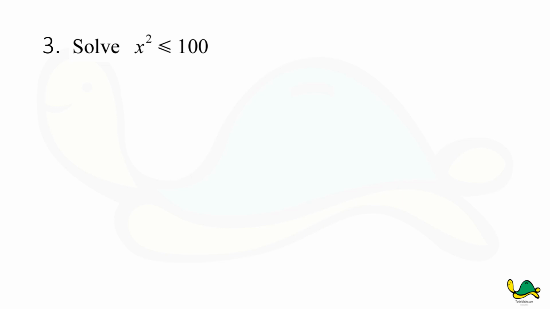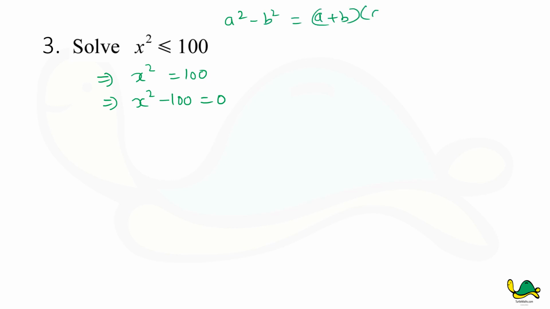So here I have got x square is less than or equal to 100. As I have said earlier, let's write it as x square is equal to 100. I can reduce it again as x square minus 100 is equal to 0. This is difference of squares. So difference of squares means that if you have a square minus b square, you can factorize it as a plus b times a minus b. And hence you can get x minus 10 times x plus 10 is equal to 0.